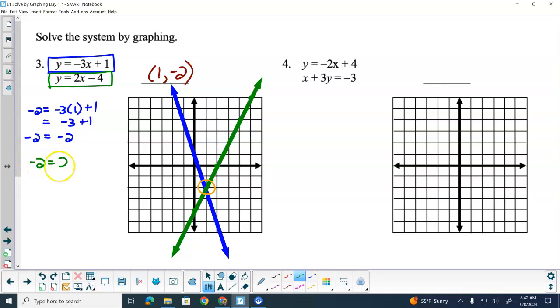Then I'm going to do the same thing, but into my green equation. Negative 2 is going to equal 2 times 1. Oops, I forgot the minus part. Minus 4. 2 times 1 is 2. 2 minus 4 is negative 2. Negative 2 is equal to negative 2. Checks out. We checked our answer, so now we have the right to say that yes, that is a solution to it. Okay? You now try number 4. Please do number 4.